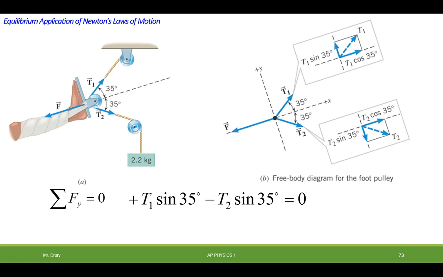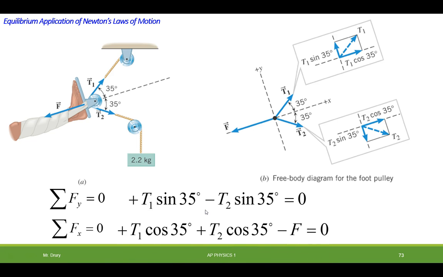Now let's see where this came from. You have T1 sine of 35 acting upwards, pulling up. At the same time, this is pulling down. So that's why this one's positive and this one's negative. And in the x direction, it's still equal to 0 because it's not moving. And here we have T1 cosine of 35 pulling to the right and T2 cosine of 35 pulling to the right, with F pulling to the left, so it's negative.